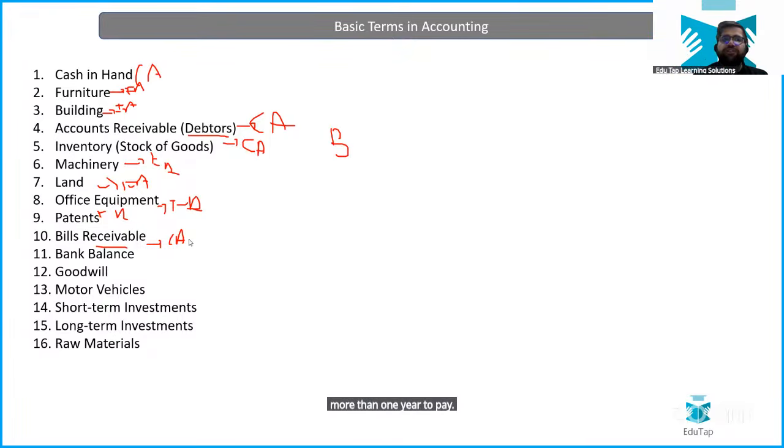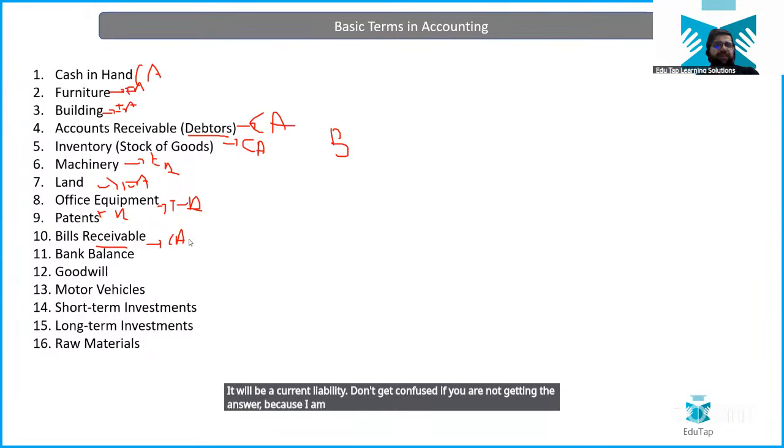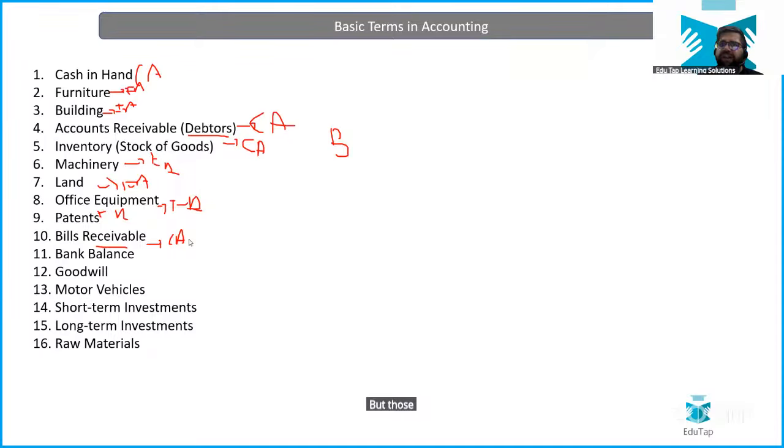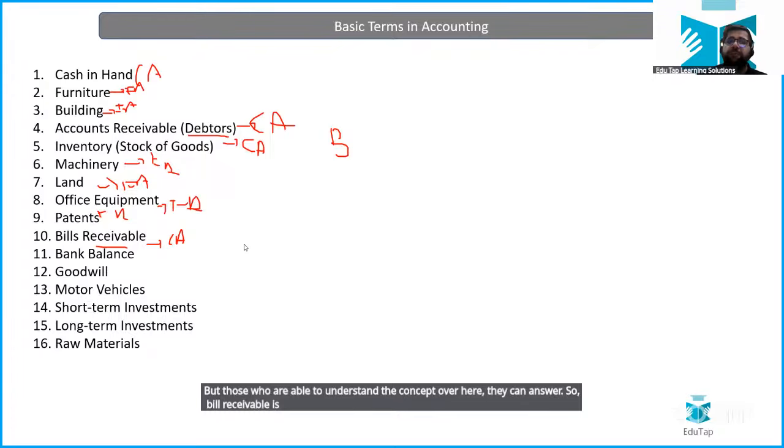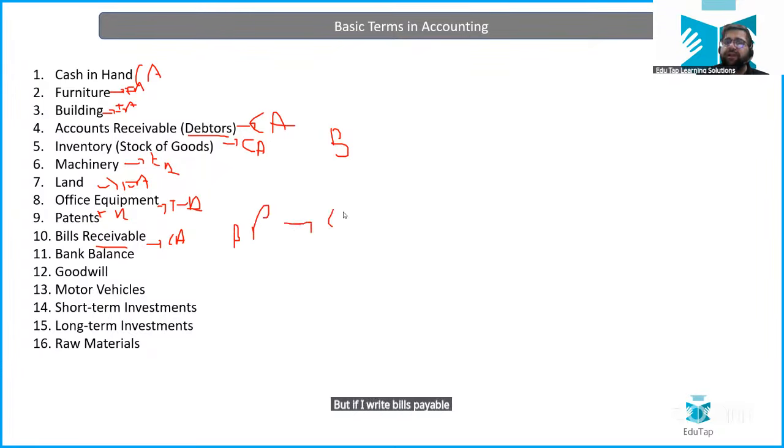Okay, so I was talking to you regarding bills receivable. Tell me about bills receivable. Is it a current asset or a fixed asset? It's a current asset. But wait a minute. If I write bills payable, will it be a current asset or a current liability? It will be a current liability. Don't get confused if you are not getting the answer, because I am yet to explain what current liability is. But those who have understood the concept can answer. So bills receivable is a current asset, but bills payable will be a current liability.